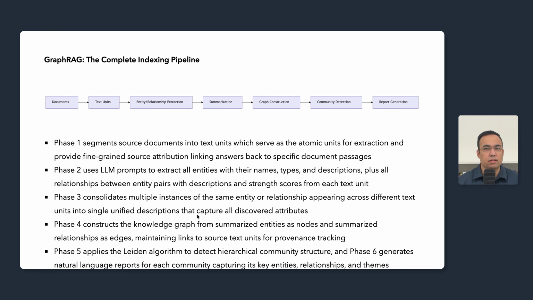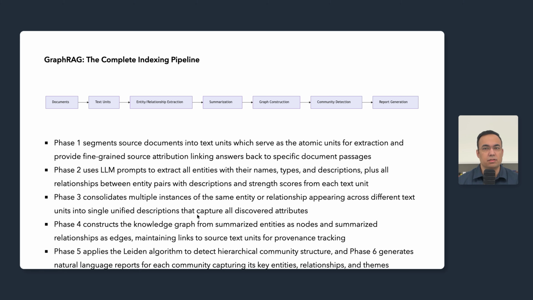Phase 2 is entity and relationship extraction. LLM prompts are used to extract all entities from each text unit along with their names, types, and descriptions. The same prompts extract relationships between entity pairs, including descriptions of how entities are connected and strength scores indicating the significance of each relationship.